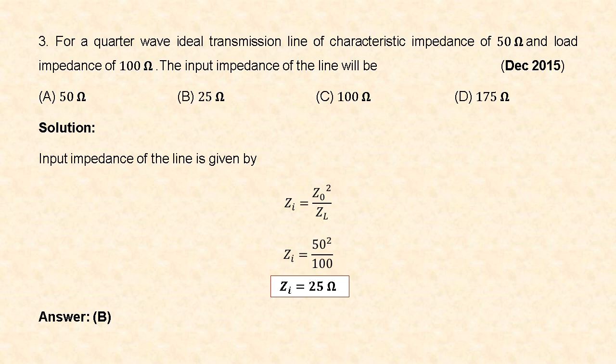We know the formula for input impedance of quarter wave transmission line as Zi is equal to Z0 square divided by ZL. Z0 is the characteristic impedance which is equal to 50 ohm. ZL is the load impedance which is equal to 100 ohm. So substituting the values, we have the input impedance as 25 ohm. So option B is correct.